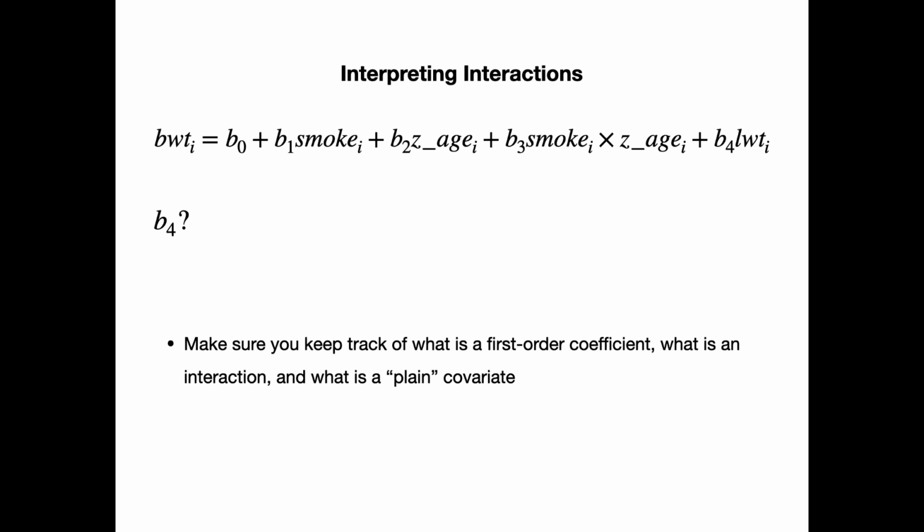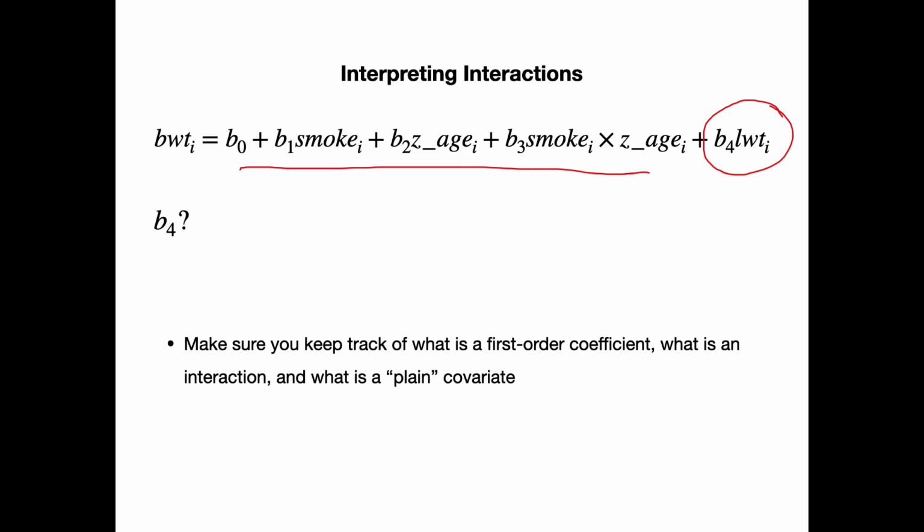Okay, last thing for this video. Imagine we've got our full model here, but then we add mother's last weight at the end. We have the two first order coefficients, the interaction, and now this coefficient for mother's last weight. How do we interpret this B4?